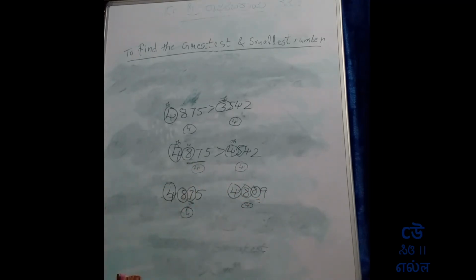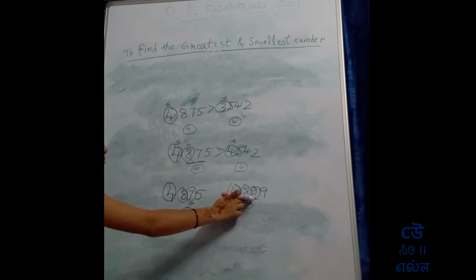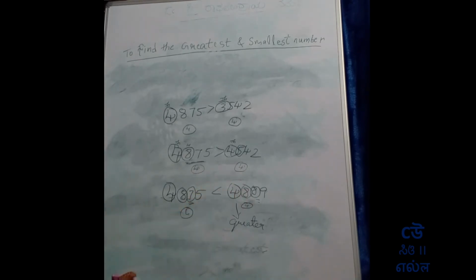So 4889 will be the greater number, right? This is how we compare the numbers and find the greatest and smallest number.